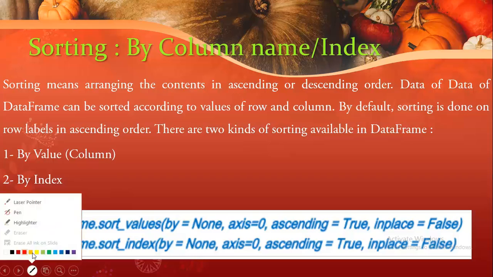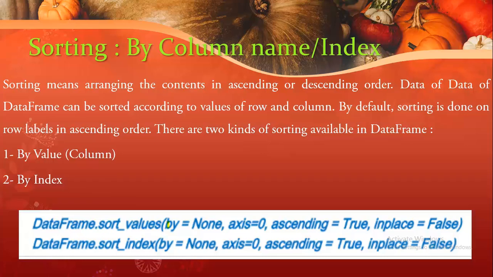So once again, by requires the column name for which you have to arrange the data in ascending or descending order. Axis is either 0 or 1: 0 stands for rows and 1 stands for columns. Ascending, if true, arranges the data in ascending order, and if you write false, it arranges the data in descending order. Similarly, you can arrange the data in ascending or descending order by its index. For this you have to use data frame dot sort index. Okay, let's move to our example.